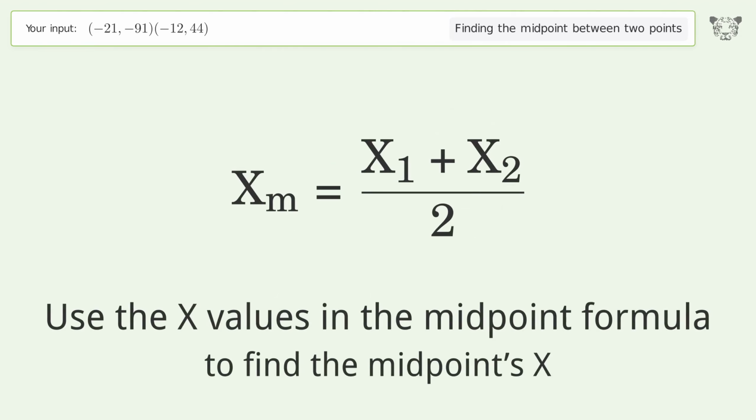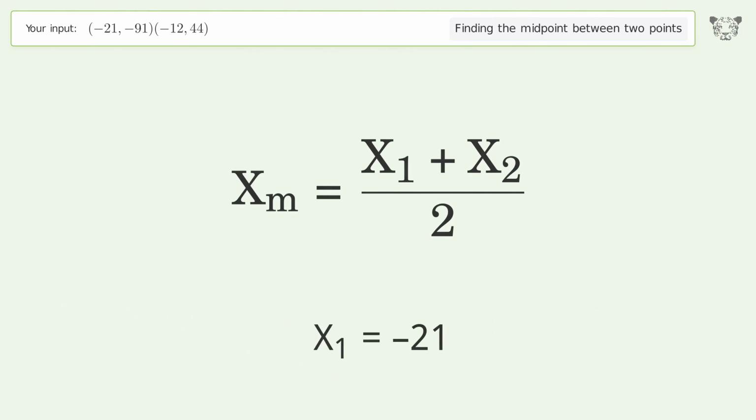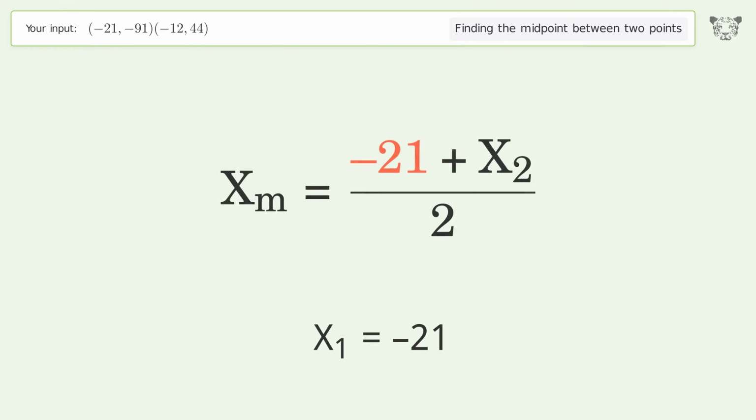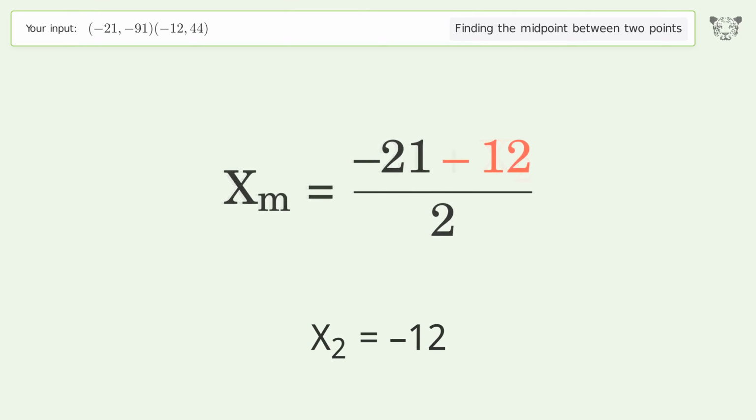Use the x values in the midpoint formula to find the midpoint's x. x1 equals -21. x2 equals -12. Simplify the arithmetic.